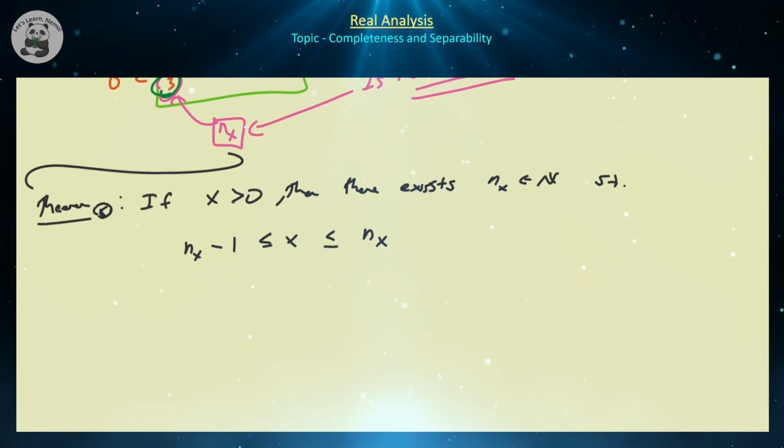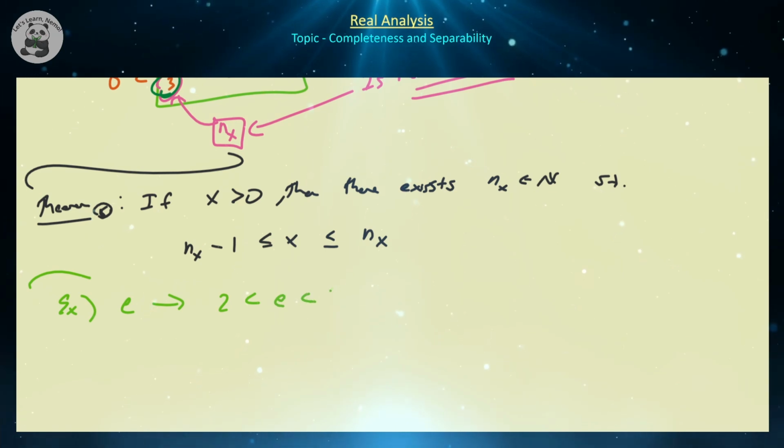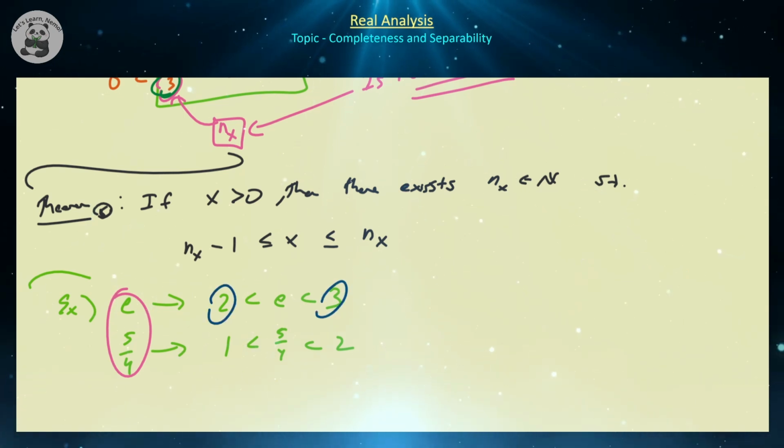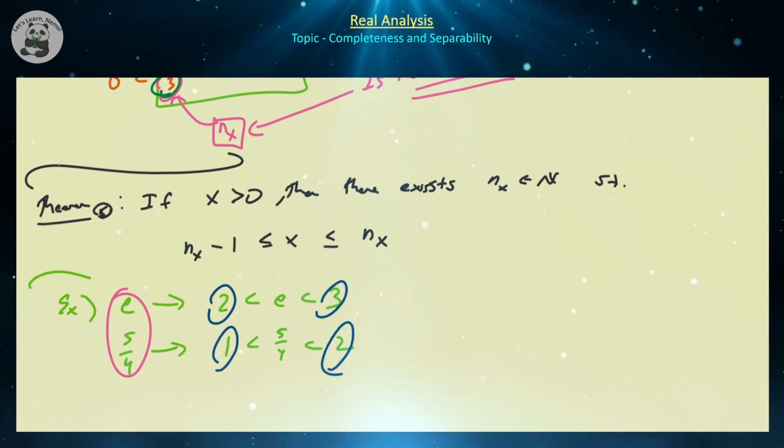Right? For example, if I have e, can you give me two consecutive natural numbers that this is between? You should be able to verify quite easily that e is always between 2 and 3. And what about, for example, 5/4? Can you find two consecutive natural numbers that make this true? Then you should be able to show that 1 is less than 5/4 is less than 2. Regardless of the real number that you have chosen, you should always be able to approximate it within one natural number according to this theorem. And the proof, again, I leave for you because it practically follows as a corollary from the other theorems we've discussed.